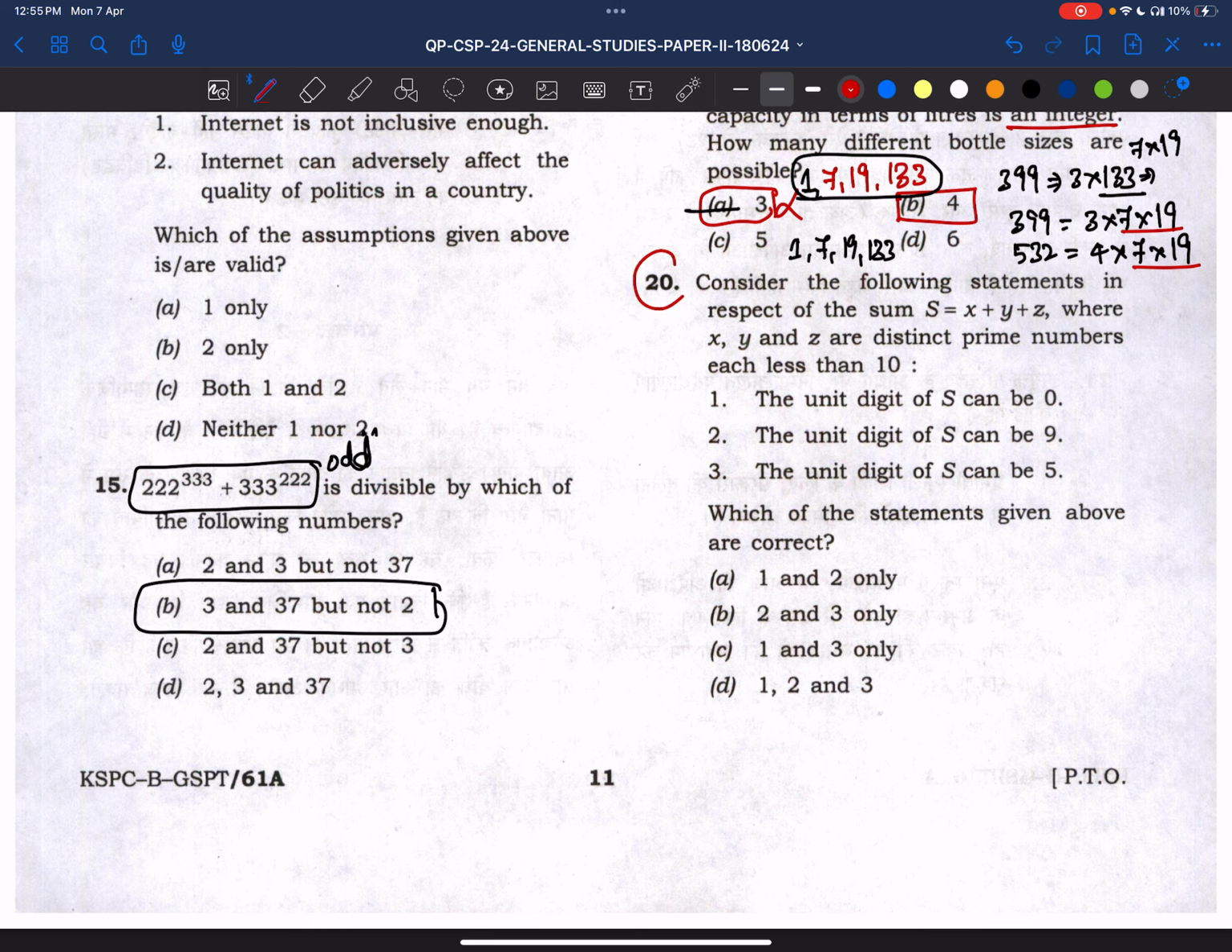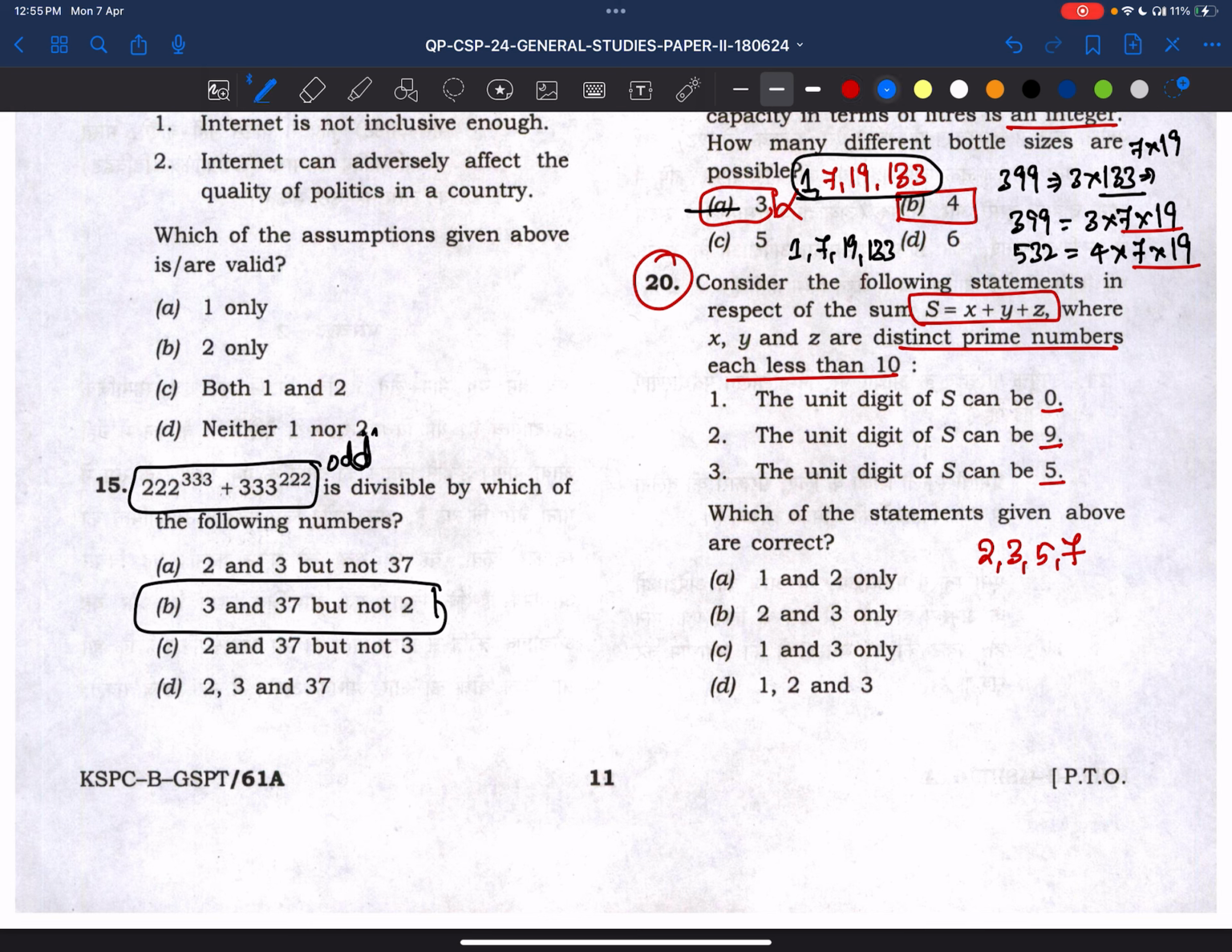Let's go to the 20th question. This question will be the last question for this video. Answer the following statements with respect to the sum S equals x plus y plus z, where x, y, z are distinct prime numbers, each less than 10. What are the prime numbers which are less than 10? 2, 3, 5, and 7. What is being asked? The unit digit of S can be 0, 9, and 5.